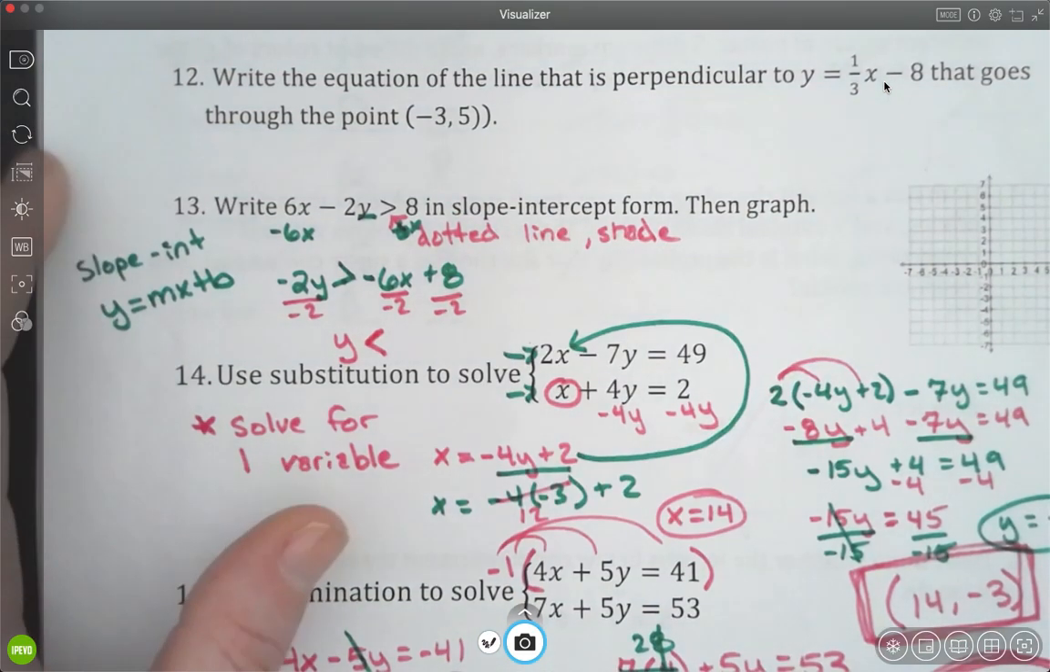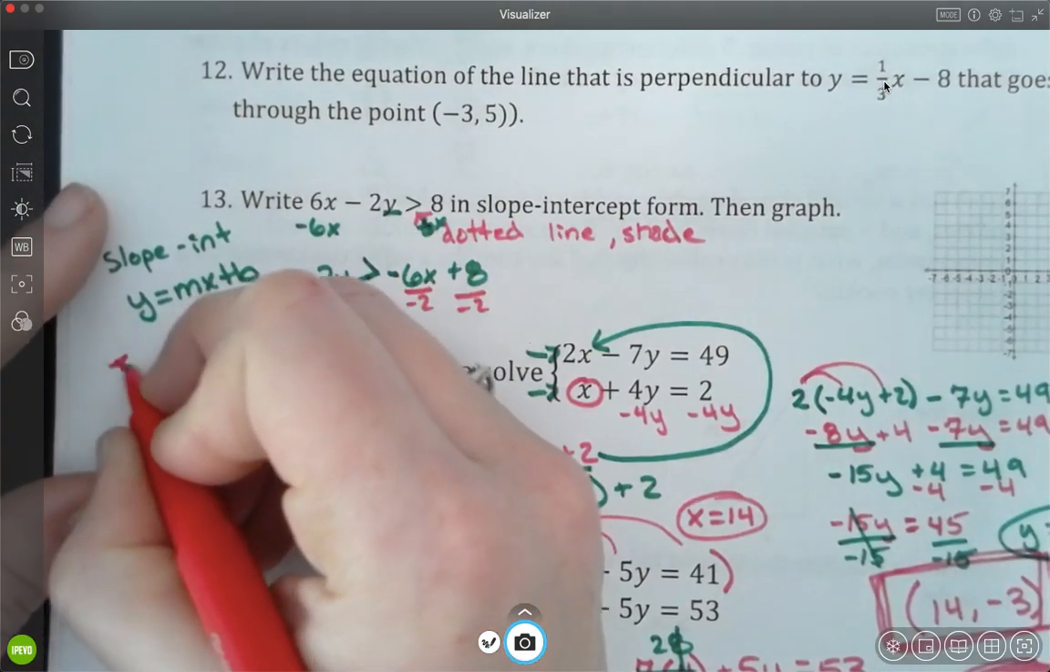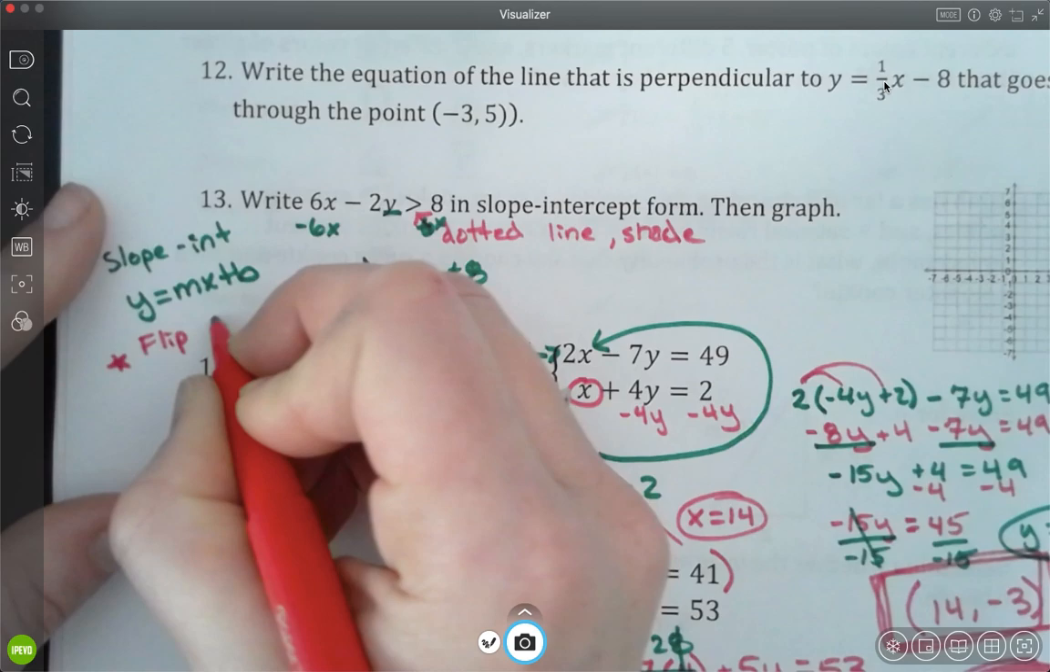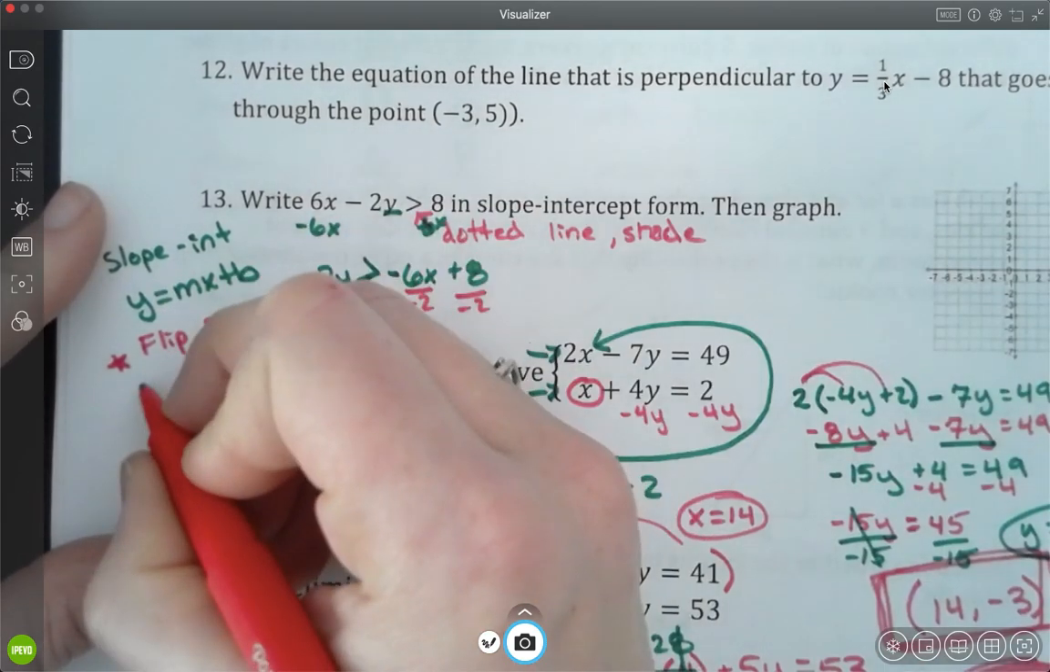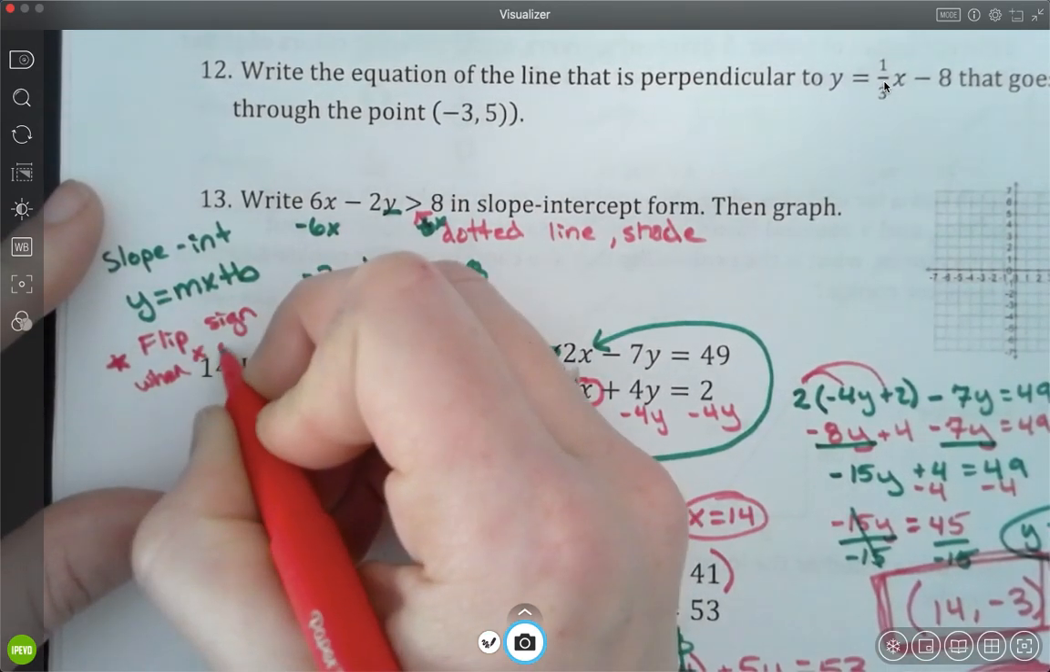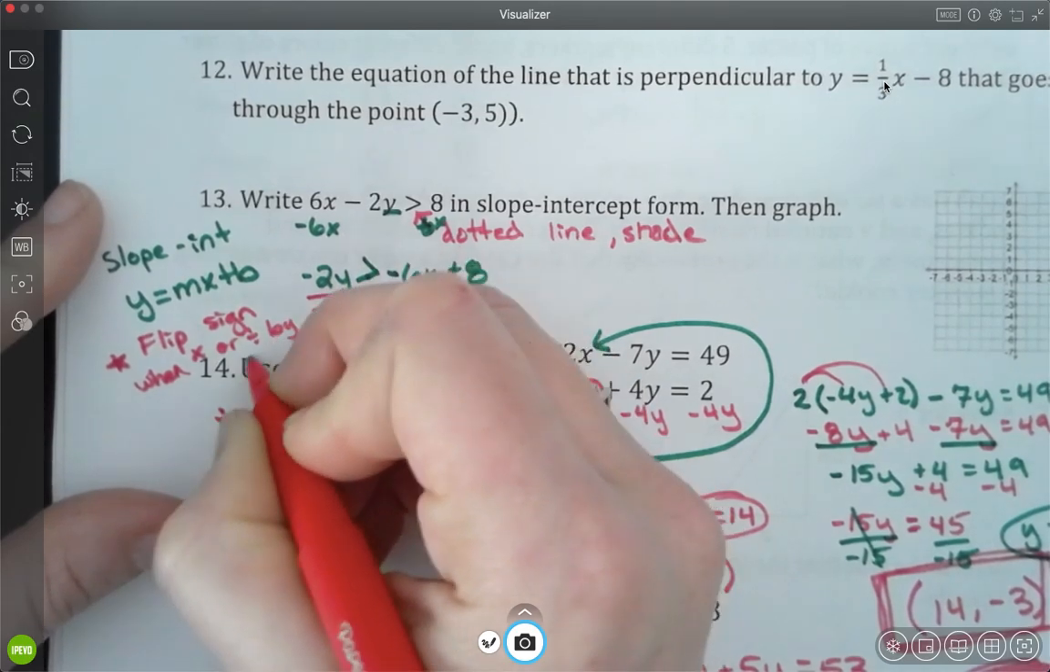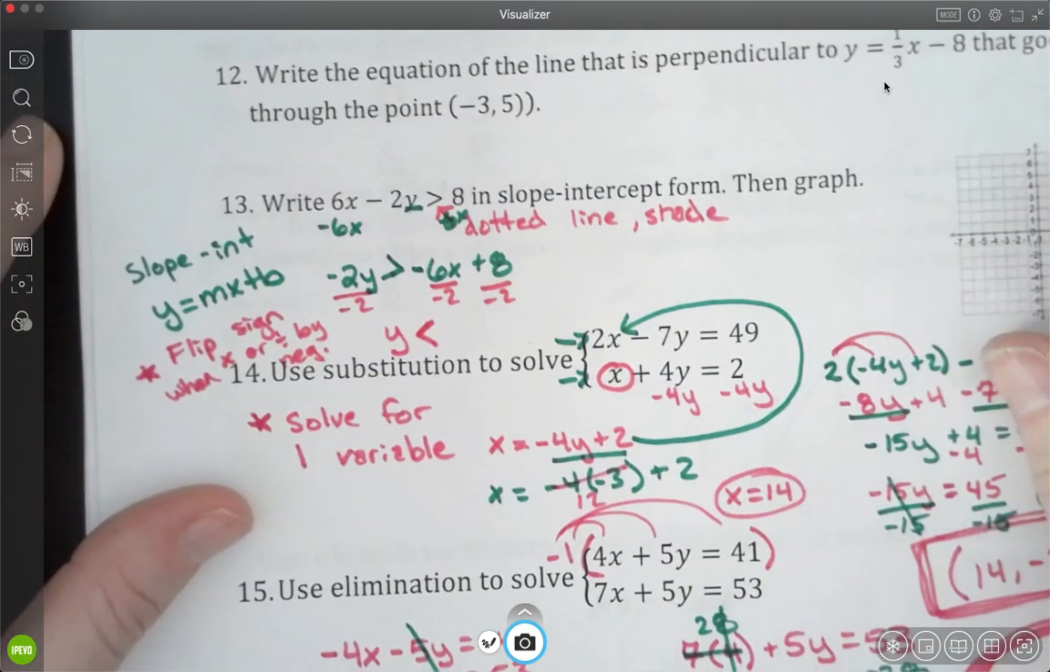Why did you flip the sign, by the way? Because you divided by a negative. Flip the sign. I think we've written this down before. When you multiply or divide by a negative, okay, flip the sign. All right.